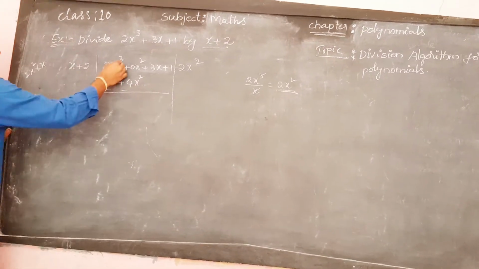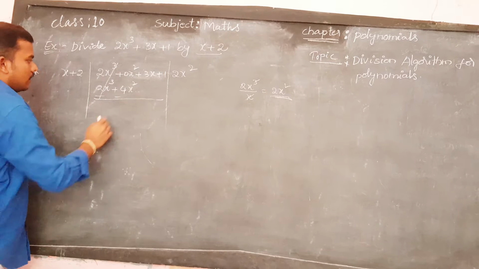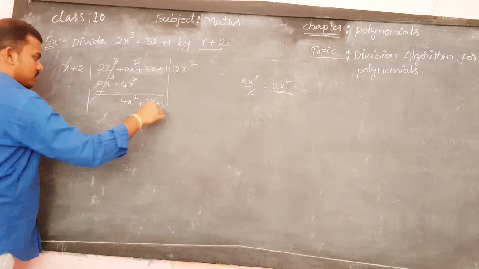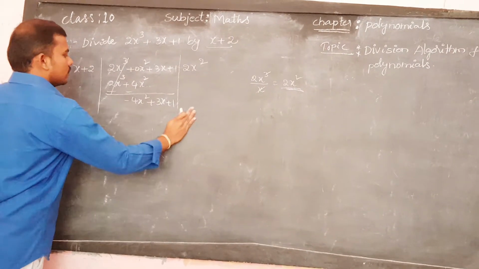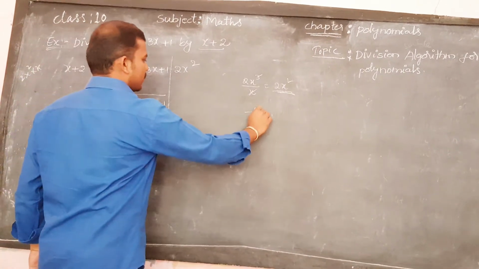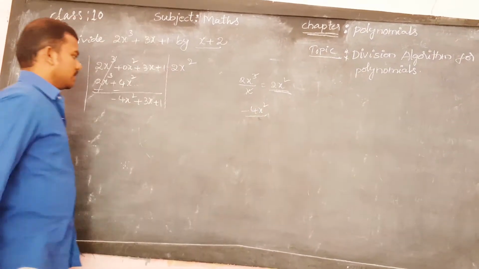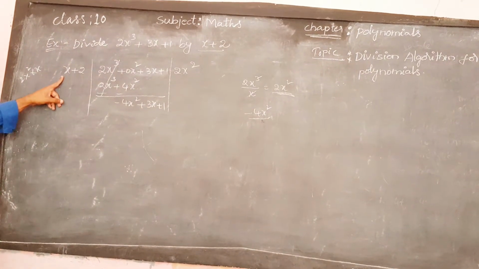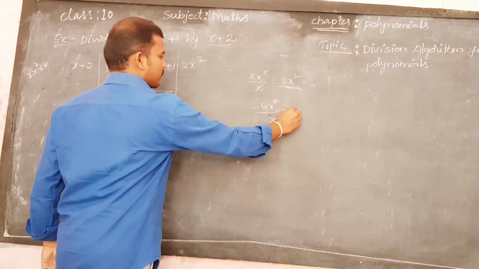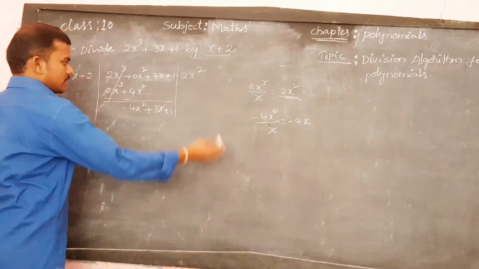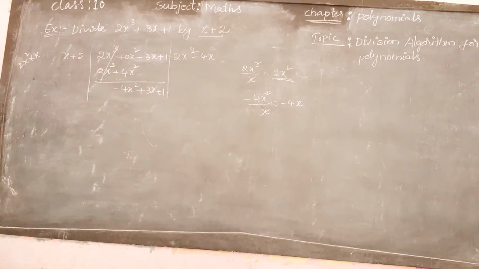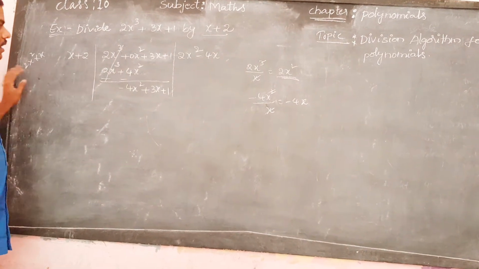Subtracting, 2x cube minus 2x cube gets cancelled. So here we get minus 4x square plus 3x plus 1. In these terms the highest degree term is minus 4x square, divided by the highest degree term in the divisor, x. Here x and x get cancelled, we get minus 4x. So minus 4x is taken in the quotient. Minus 4x is multiplied by each term in the divisor.